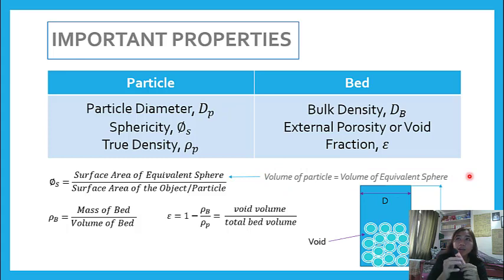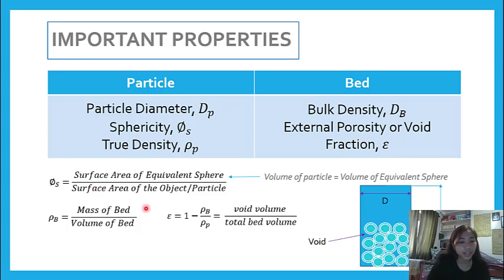And with that, if we are given the dimensions of the object, like length, width, height, or even diameter, we can compute for the volume of the particle. And we can equate it to the volume of the equivalent sphere, which is 4/3 pi r cubed. And we can find r. And from that r, we can compute the surface area of the equivalent sphere. And we can compute the surface area of the object using its given dimensions.